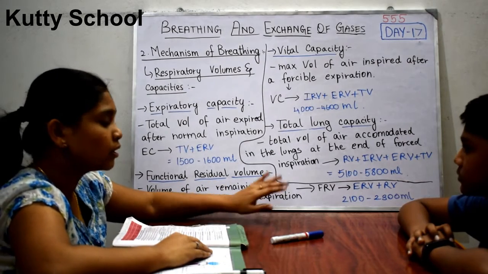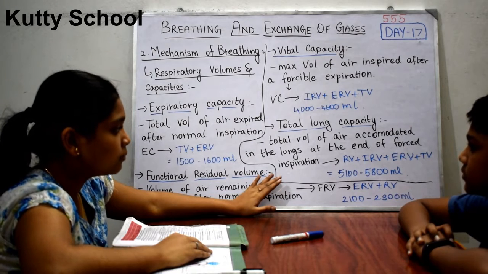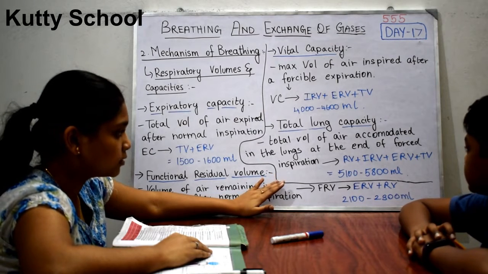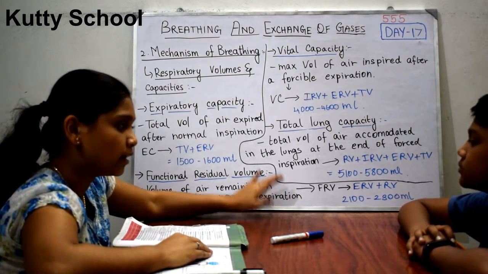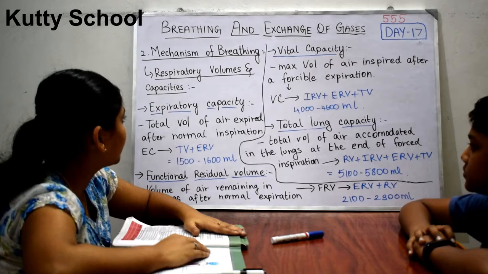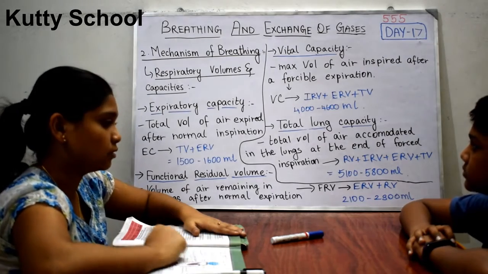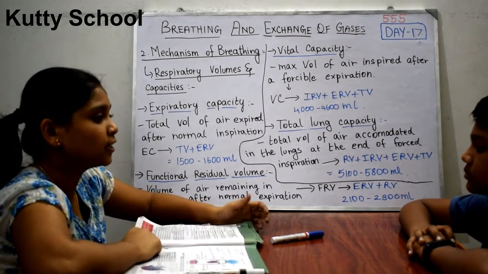Here it is residual volume plus inspiratory reserve volume plus expiratory reserve volume plus tidal volume, which amounts to 5,100 to 5,800 ml. So this is about respiratory volumes and capacities of lungs. Next we will see about exchange of gases.